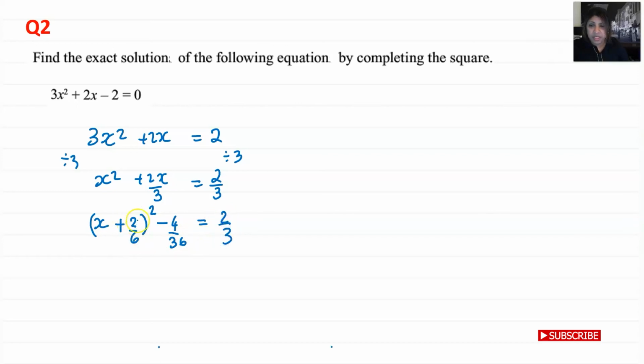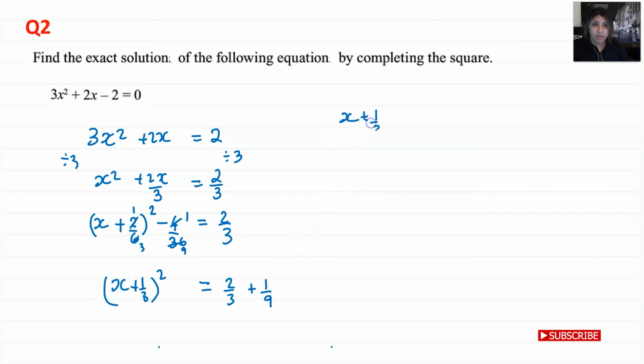Okay, so you can see 2 over 6 will give you 1/3, and 4 over 36 is 1 over 9. So we now have x plus 1 over 3 squared. I'm going to remove 1 over 9, so plus 1 over 9 on both sides, then we'll have 2/3 plus 1 over 9. Okay, so I'll just carry on here.